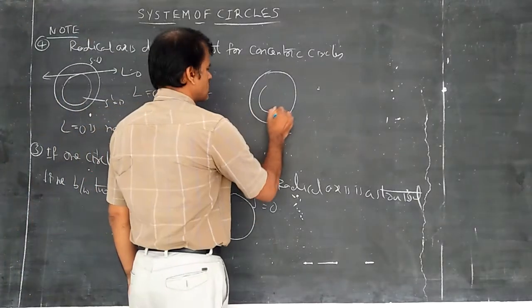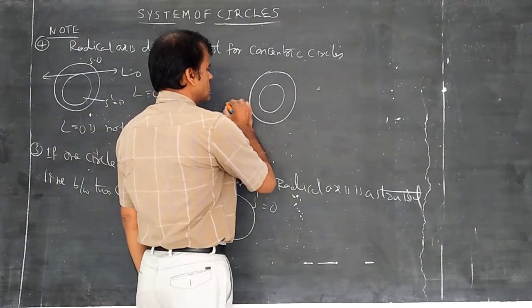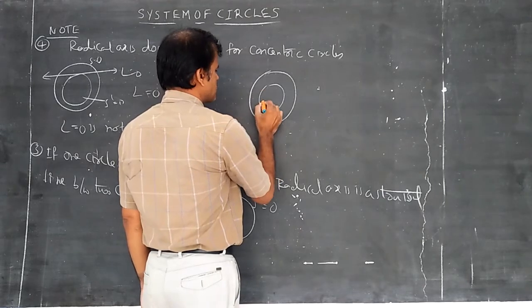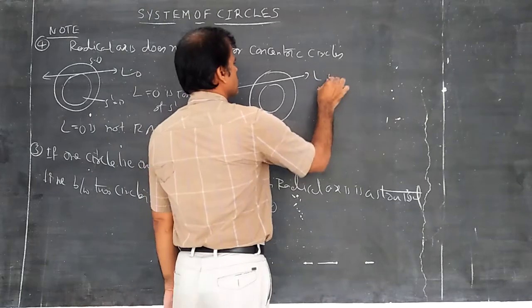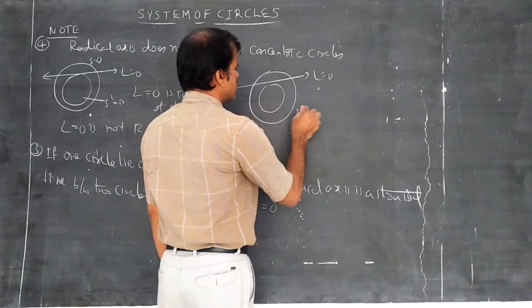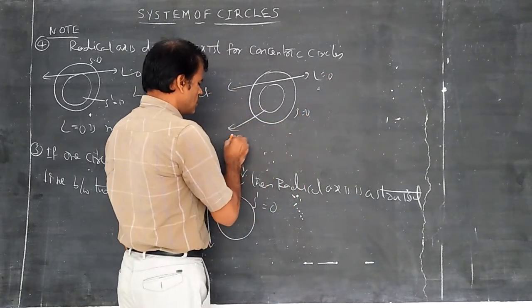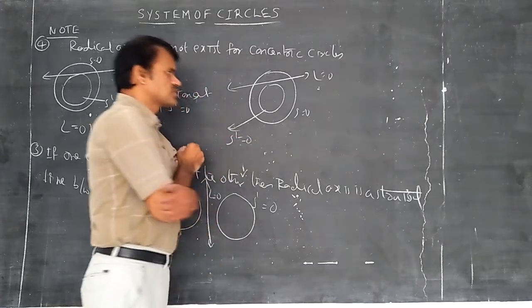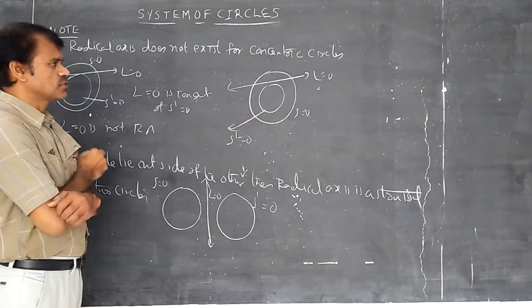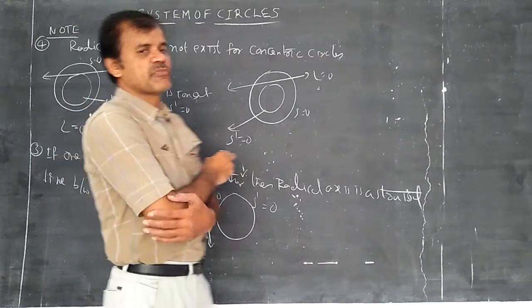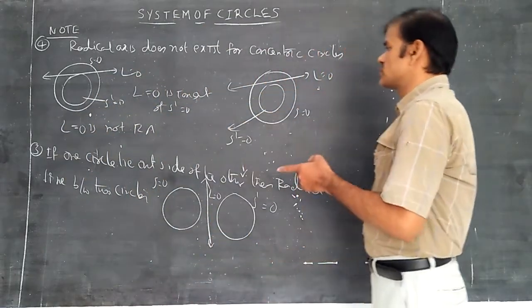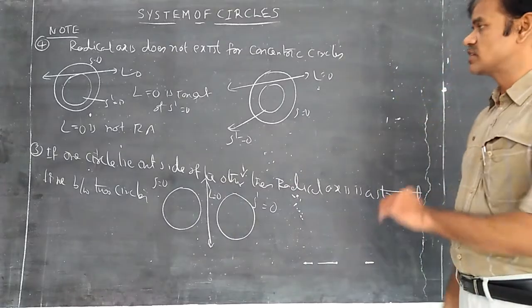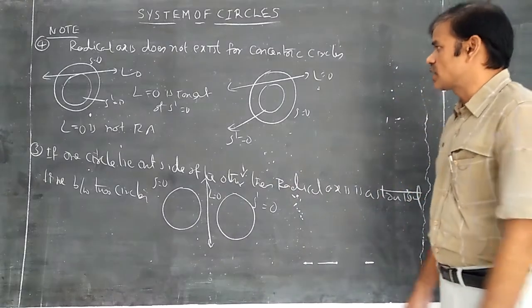Draw another circle like this, another example I am saying. Now what is happening? This L equal to 0 is inside the circle S equal to 0, and this L equal to 0 is outside the circle S equal to 0. So the powers of points with respect to the two circles are not equal. Whenever the powers of points with respect to two circles are not equal, it is not at all a radical axis.